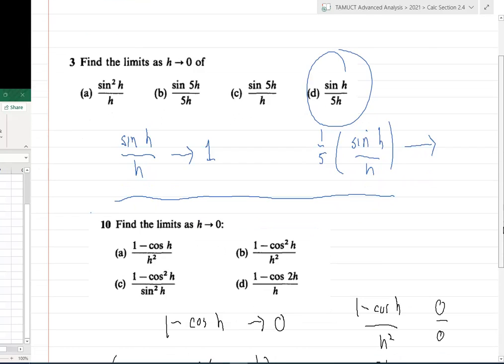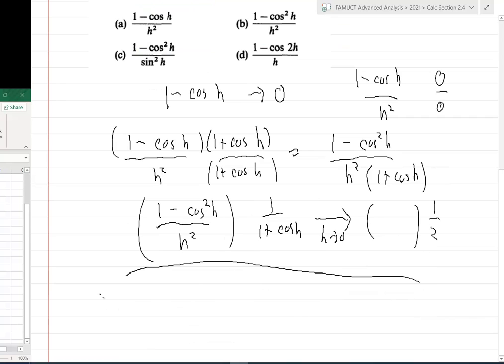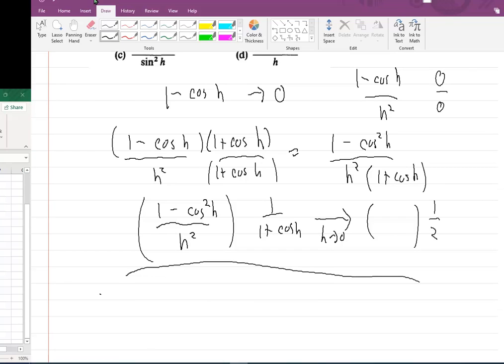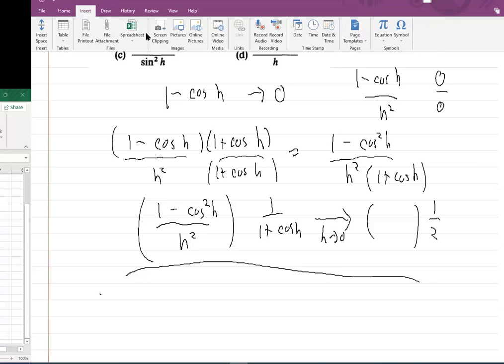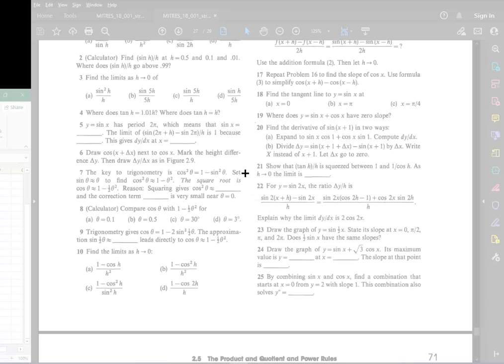Let's look at 20b. This is a very important example. It shows the power of substitution. Let's look at this one. 20b.